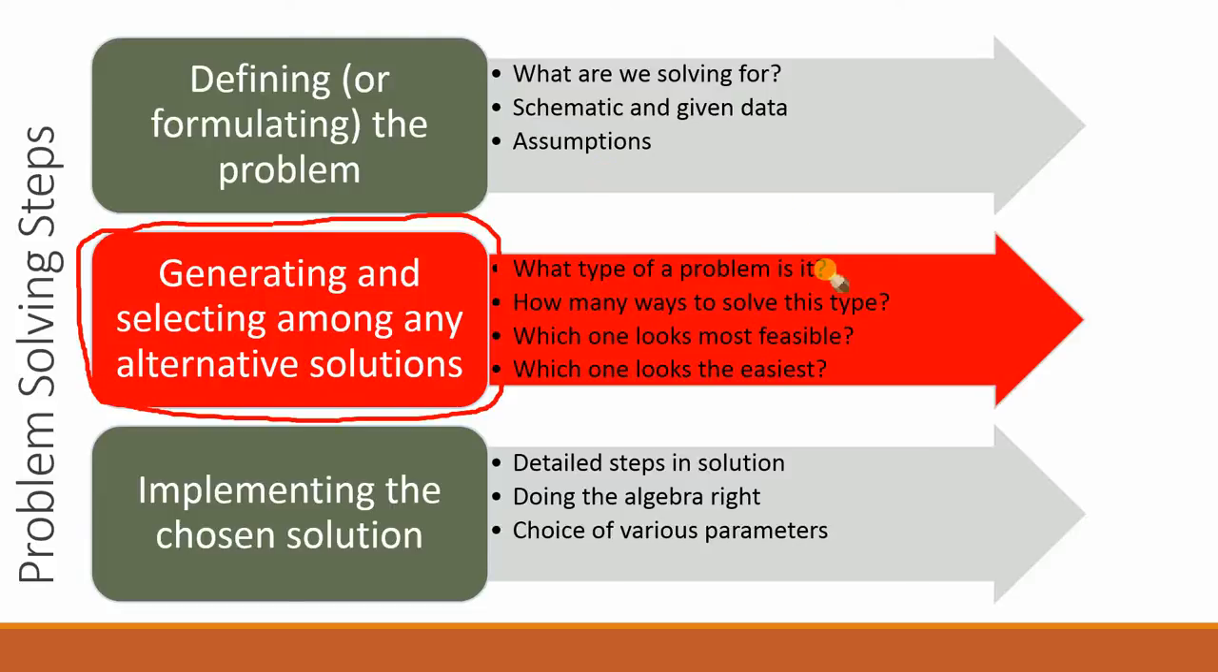So we ask a series of questions to reduce the number of possibilities. We know so many different ways and so many different formulas, but which one is likely the one that applies here? So we ask questions like, what type of a problem is it? How many ways to solve this type? Which one looks most feasible? And then which one looks the easiest?